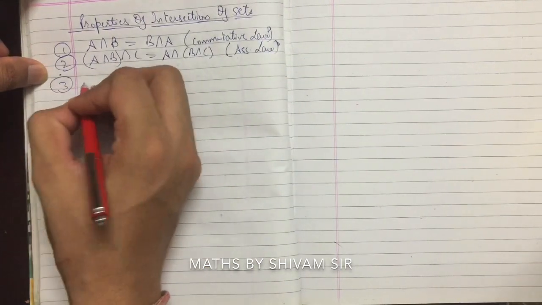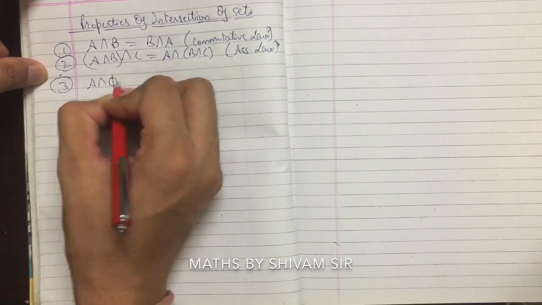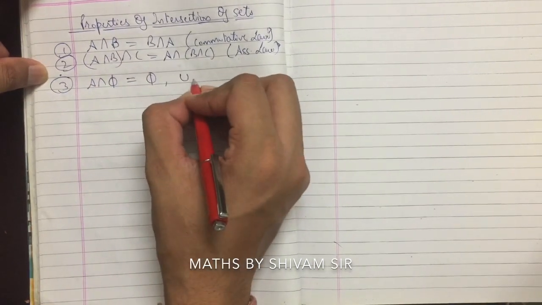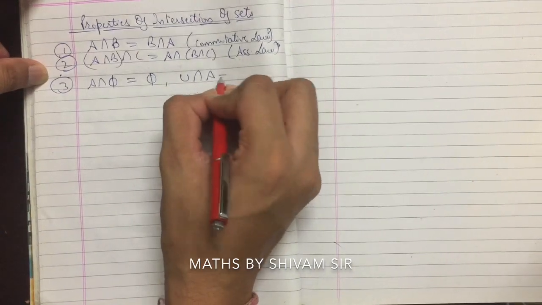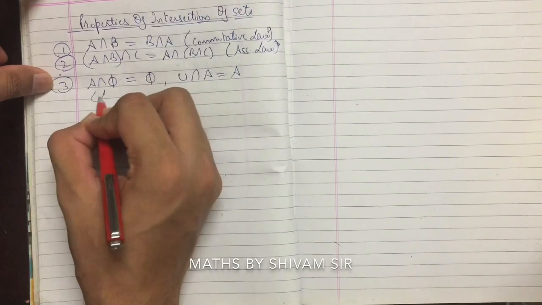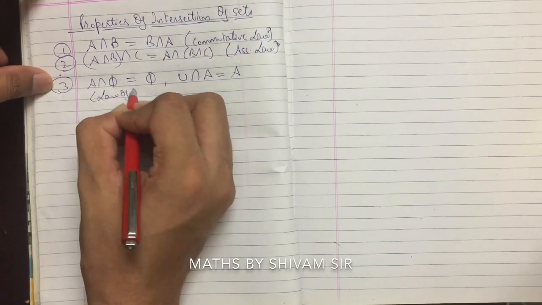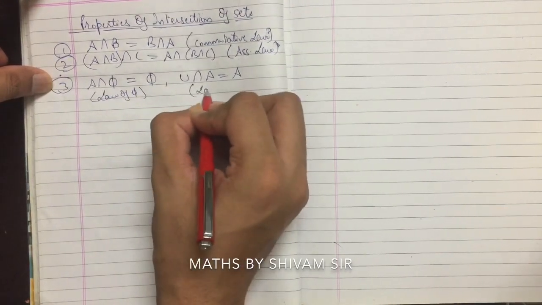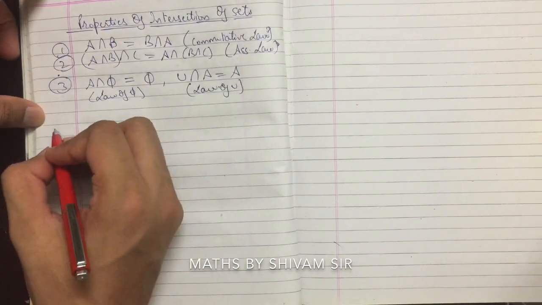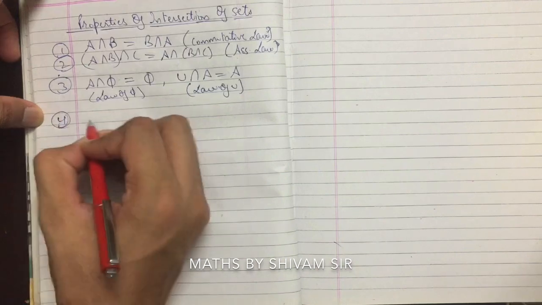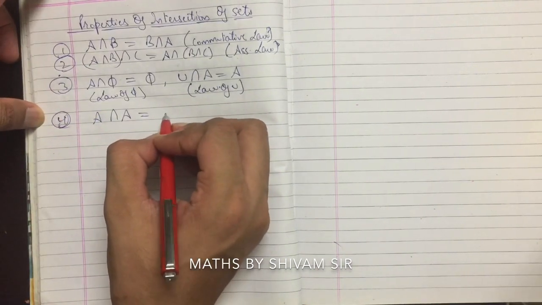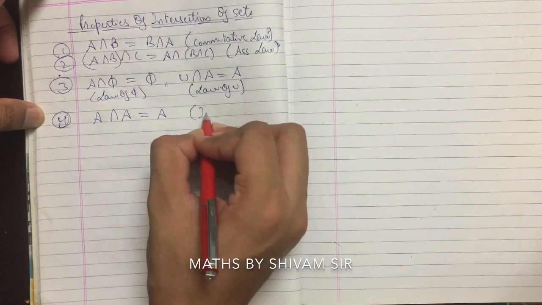Third, A intersection phi is equal to phi, and universal set intersection A is equal to A. This is the law of phi and this is the law of U. Next, fourth is A intersection A, which will be equal to A itself. Idempotent law.